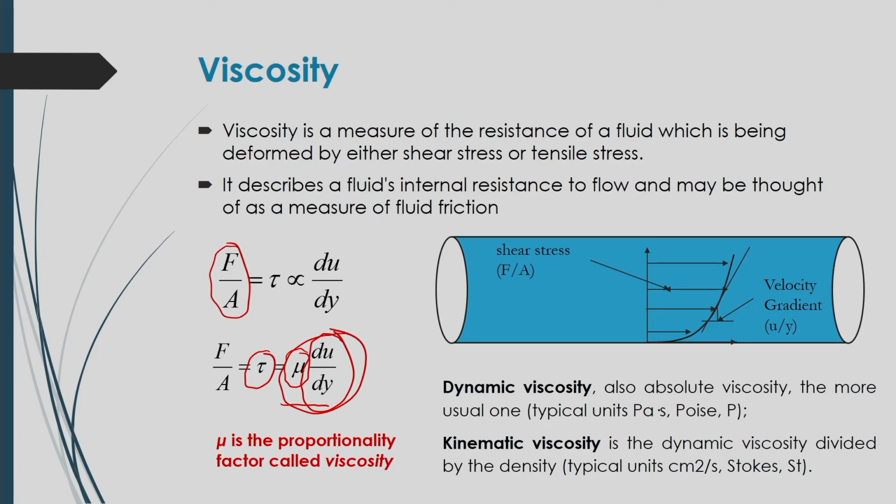Now, there are two types of viscosity: dynamic viscosity and kinematic viscosity. Dynamic viscosity is also called absolute viscosity, the more usual one that we are considering here, that is mu, and its unit is typically Pascal second, or Poise. Similarly, kinematic viscosity is the dynamic viscosity divided by the density, and its unit is the Stokes, or simply centimeter square per second or meter square per second.